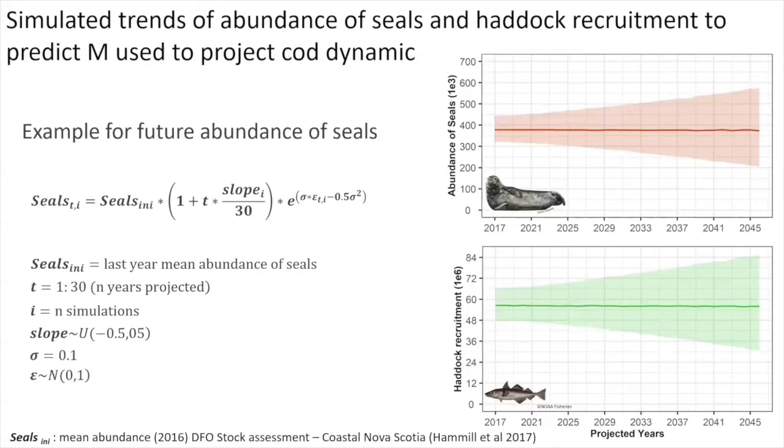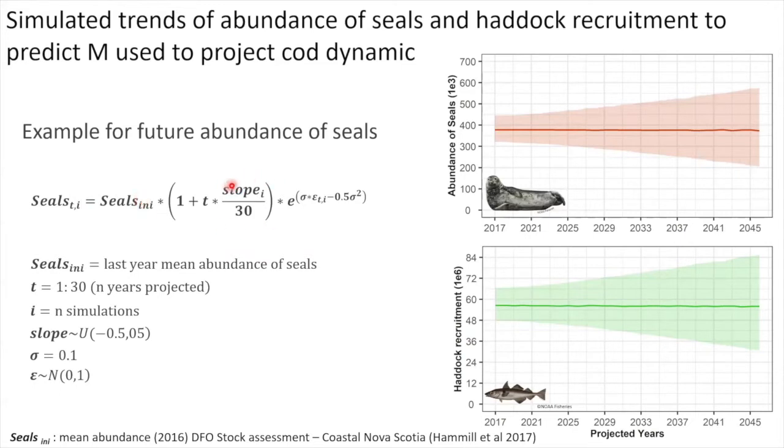So as I wanted to project the cod dynamic into the future, I needed to decide what natural mortality level to use for future projections. So I simulated different future trends of abundance of seals and haddock recruitment to predict natural mortality values for the future projections. For example, in the case of seals, I used as initial abundance for the projection the abundance of seals of 2016, the mean value estimated in the stock assessment of seals from the Scotian Shelf.